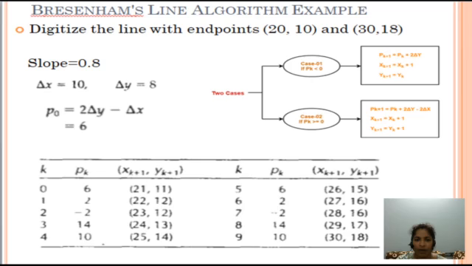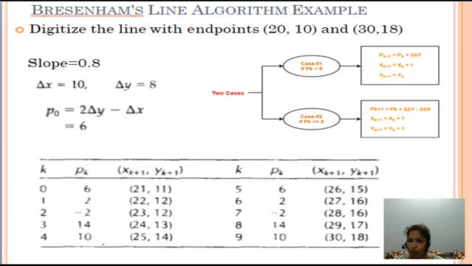Now again you have to find the decision parameter. The formula is pk plus 1 is equal to pk plus 2 delta y minus 2 delta x. When you substitute the values, in the next step you get the decision parameter as 2. Again it is positive, so x should be incremented by 1 and y should be incremented by 1. So x becomes 22 and y becomes 12.